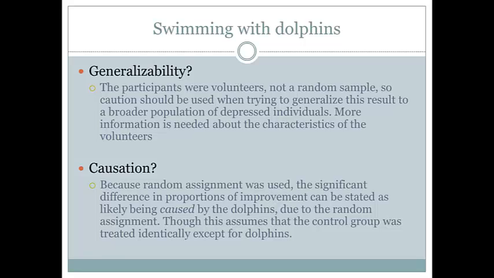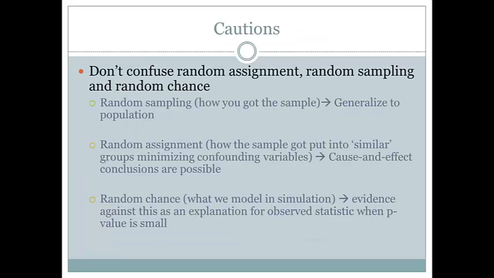Random assignment was used in this study, so the significant difference in proportions of improvement can be stated as likely being caused by the presence of the dolphins due to random assignment. Now, this assumes that the control group was treated identically except for the presence of dolphins when swimming in the ocean. A couple of words of caution.